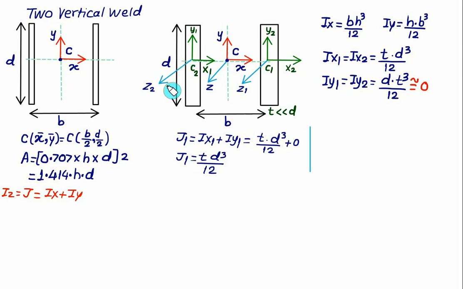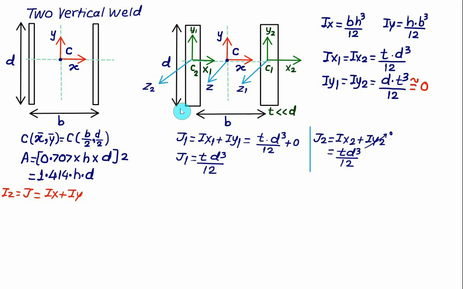Similarly, we can calculate the polar moment of inertia about the Z2 axis, that is J2. So we have J2 equal to Iz2, and Iz2 is equal to Ix2 plus Iy2. Again Ix2 is equal to T d cube by 12 and the second value is equal to 0, so there is no meaning of Iy2 because that value is 0. J2, the polar moment of inertia of the left hand side weld, is equal to T into D cube divided by 12.